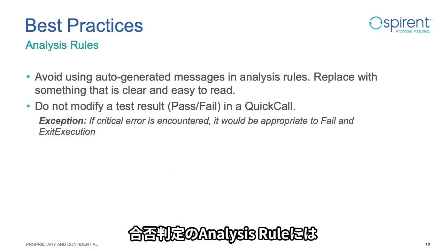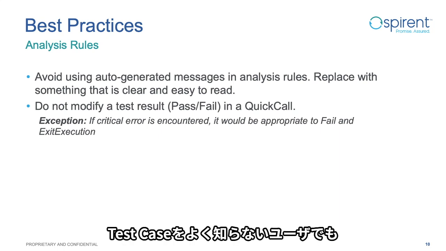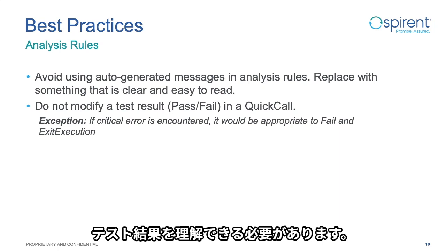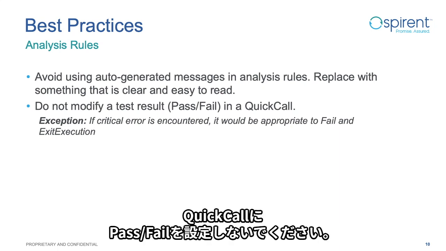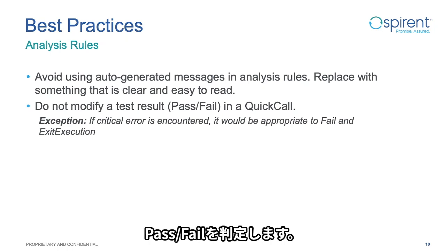Always provide user-friendly messages in your pass-fail analysis rules. A user with no knowledge of the test case should be able to read the execution messages and understand the results of the test. Don't set pass or fail statuses in quick calls. Allow test cases to determine if the information returned from a quick call warrants a pass or a fail.